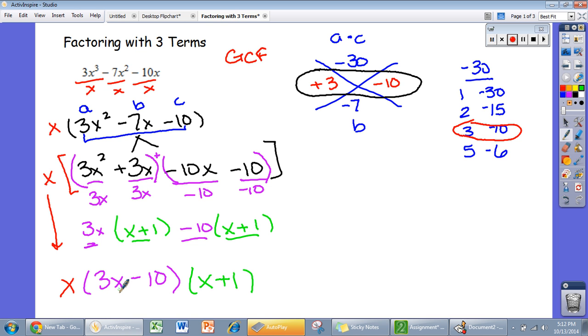If we multiply these two binomials together and then multiply by x, we'll end up with our original problem. So make sure you check your answers. Also, if there is just one variable involved in your problem, you can check it graphically. So let's see how we can do that.